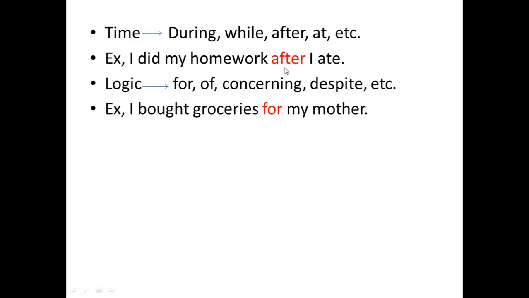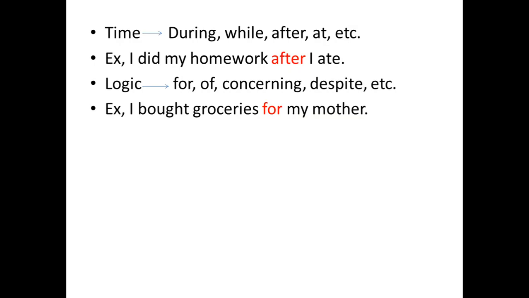So, when did you do your homework? After I ate. So, something happened after I ate, right? Something comes before you did your homework. So, what did you do before your homework? You ate, and then you did your homework. This is an easy way to know the difference between those two types of "after."